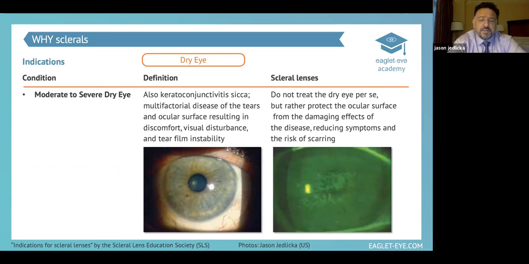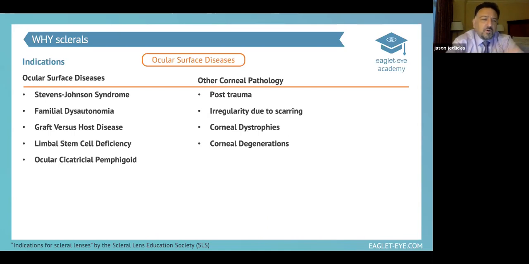And then our next category of patients are those dry patients. Patients who suffer from chronic staining, which leads again to visual issues for those folks. We put them in scleral lenses not so much to treat their dry eye, of course, but to manage the corneal effects of dry eye, as well as to alleviate their symptoms, even as we continue to manage their dry eye condition concurrently.